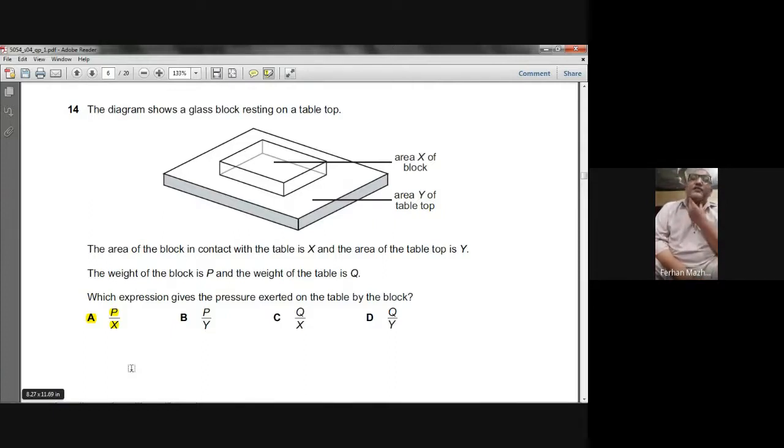We are waiting for you. If you will say, then we'll go to the next question. Sir, P by X कैसे है?